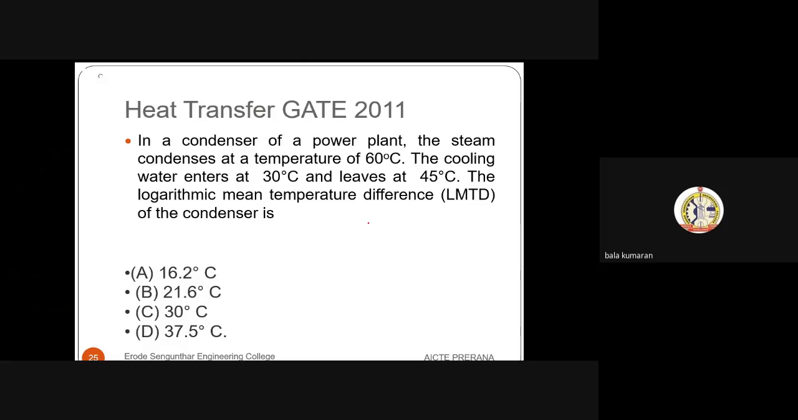So you can take the value of temperature 1 equal to temperature 2, which is 60 degrees Celsius. And the remaining stay the same, the small t1 and small t2, which are 30 and 45. Just apply in the formula. Which formula?